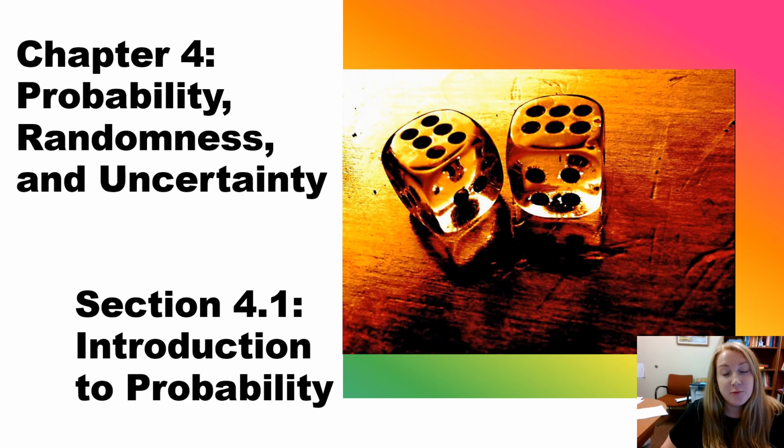We are starting chapter 4 today, which is called Probability, Randomness, and Uncertainty. And then specifically, we're going to go over section 4.1, which is an introduction to probability. All right, so let's get started.